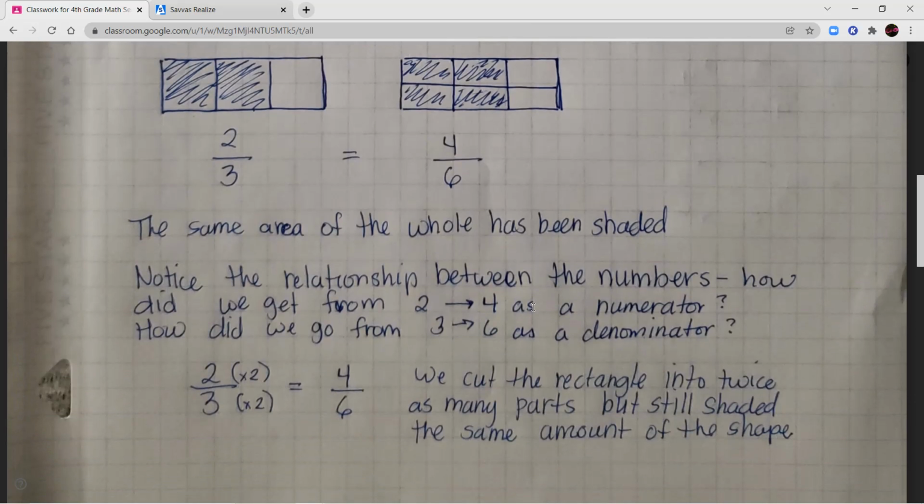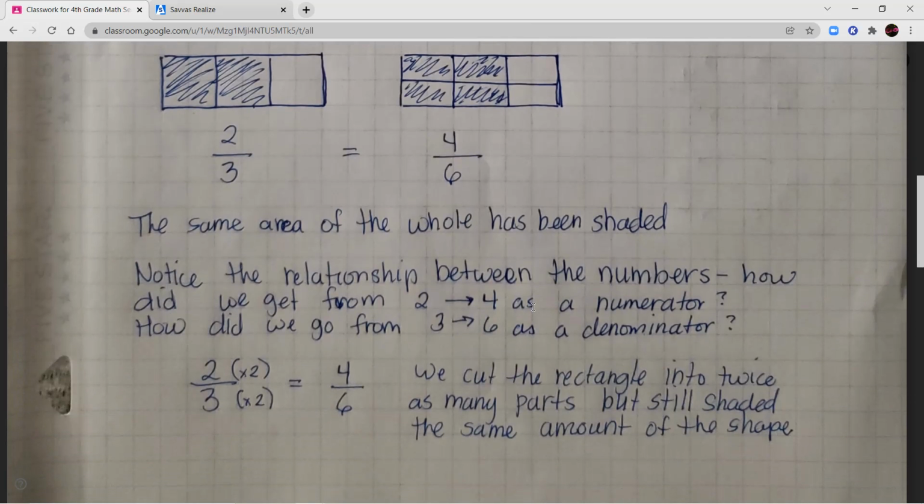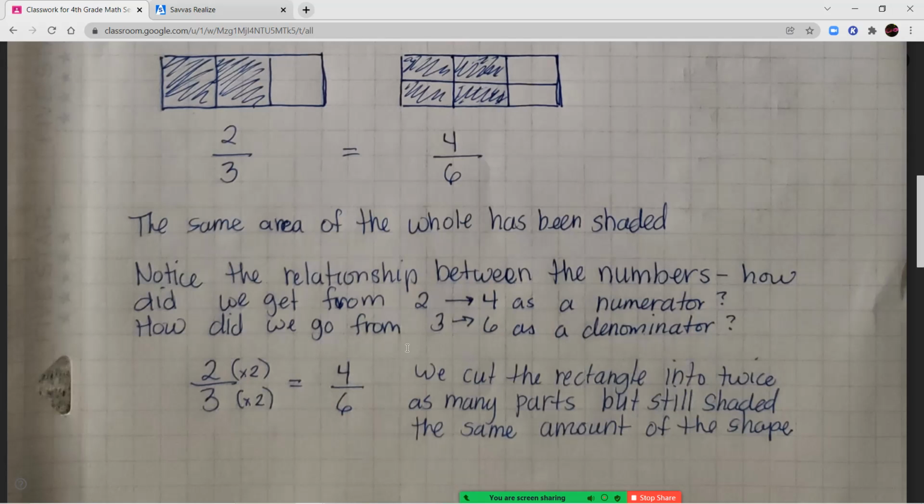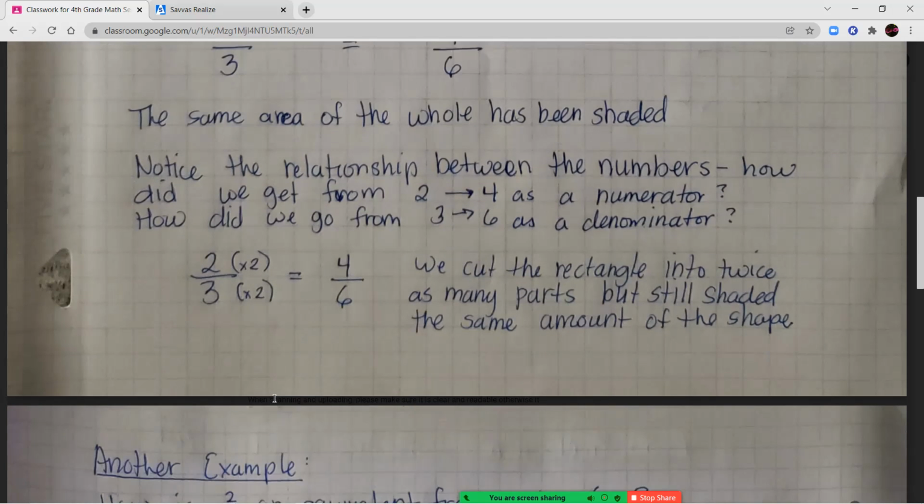Now, when we cut the shape in half like that, when we cut each one of the pieces into 2 pieces instead of 1, we basically doubled it. So I doubled the number of pieces that I had colored in, and I doubled the number of pieces in the whole. So what I did was I multiplied it by 2. So 2 times 2 gave me 4, and 3 times 2 gave me 6. So since we cut the rectangle into twice as many parts, even though the same amount is shaded, the numbers changed a little bit, but they changed equally. Both of them were multiplied by 2.